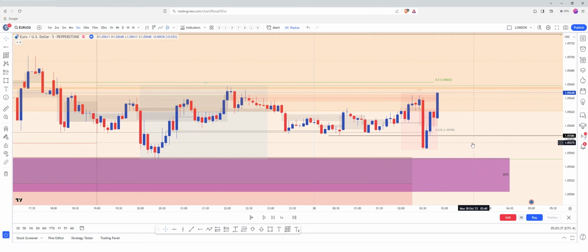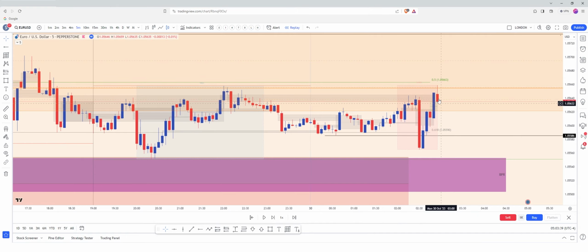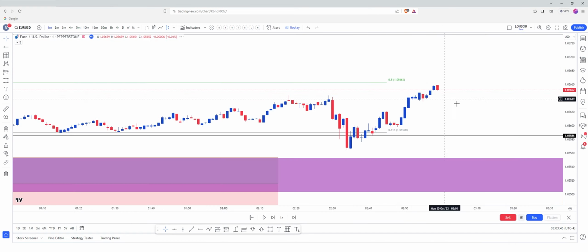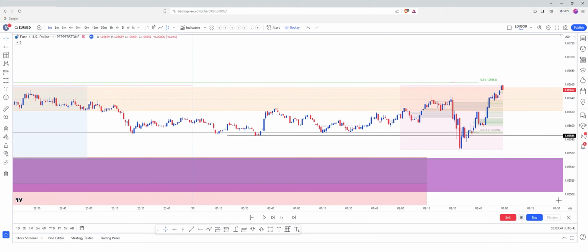Okay, so we're taking another run at the high now. So quite a lot of manipulation there. And we've just swept Asia high. So I'm going to drop onto the 1 minute time frame now, because we've taken Asia high. And I'm going to start monitoring for our entry model.